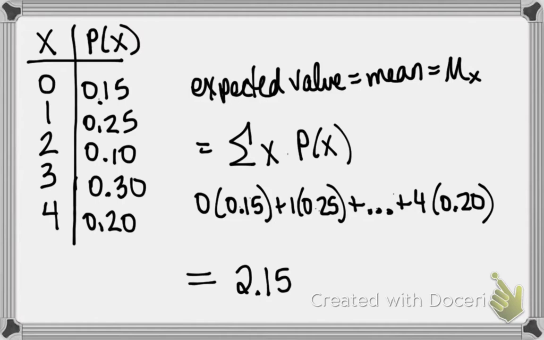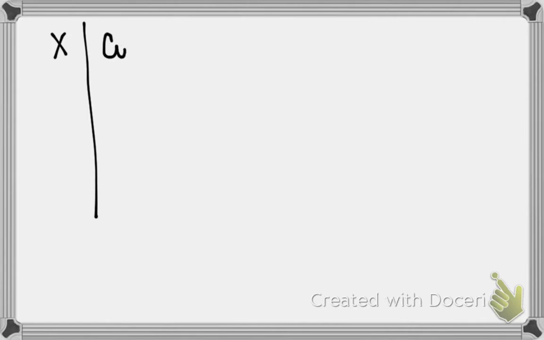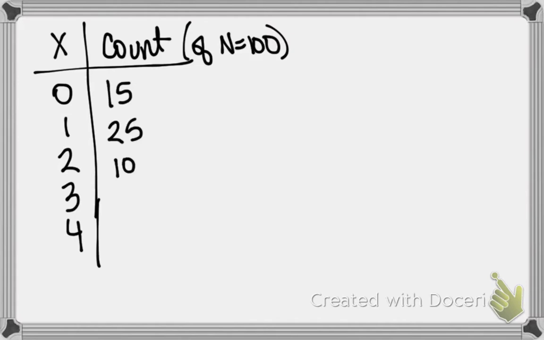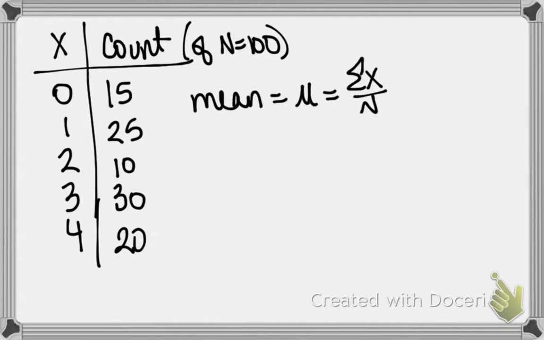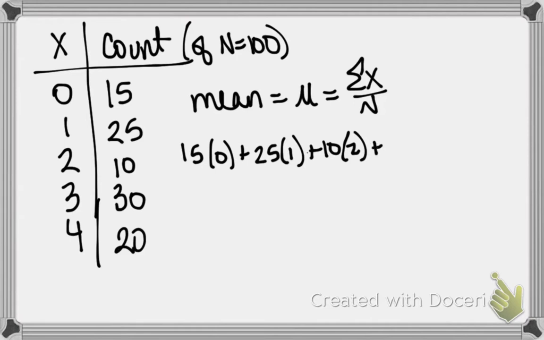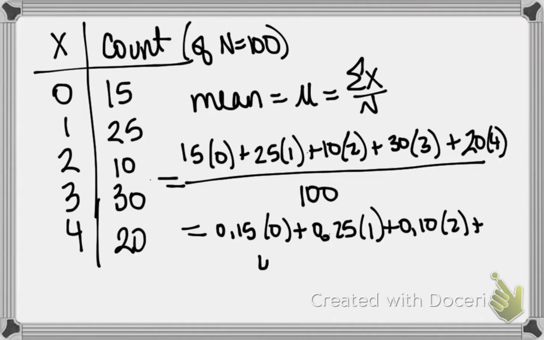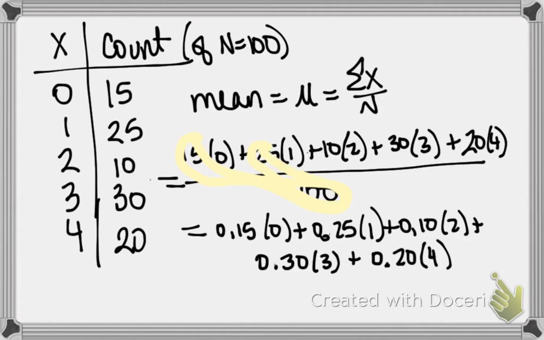get 2.15. Okay, so now if I want to trick it, I'm going to say out of 100 trials, then 15 of those trials will have 0 late, 25 of those trials will have 1 late, 10 of those trials will have 2 late, etc. So this is a frequency table, and if I have that kind of a frequency table, I can take the mean by adding up all of those values, 15 zeros, 25 ones, etc., and then dividing by the number of values. This is the same thing.